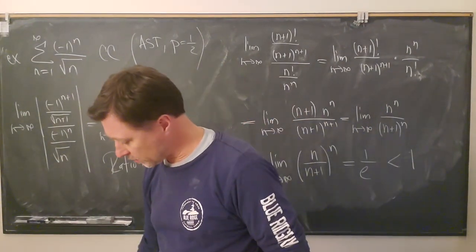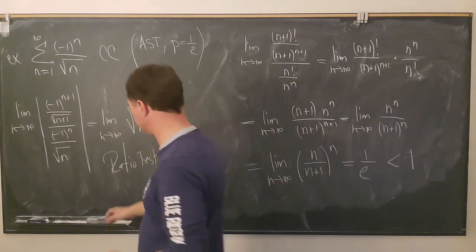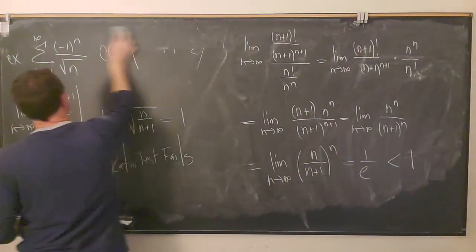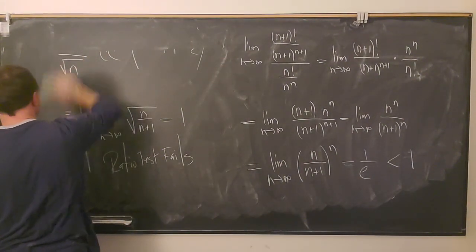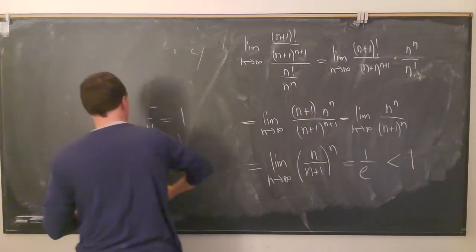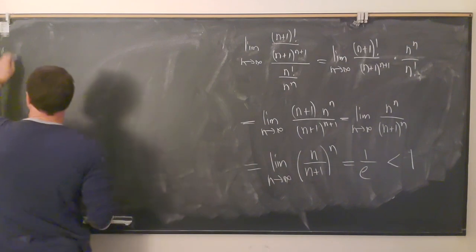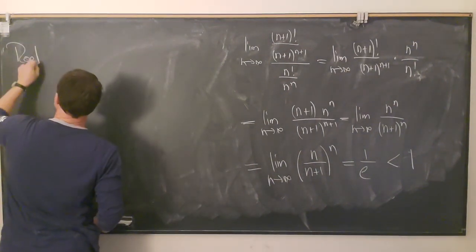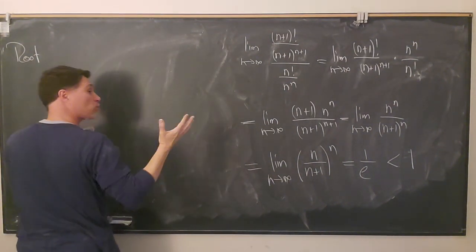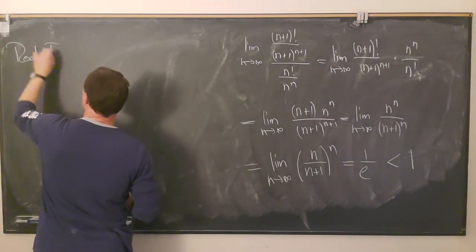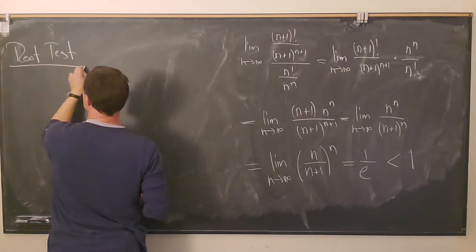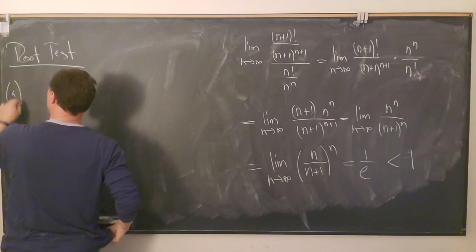Okay, so as I said, there's one more test. That one's called the root test. And just as the ratio test works nicely when things cancel, especially factorials, the root test works nicely when we have expressions raised to the nth power. And we'll see why in just a second. So the root test goes like this. Once again, there are 3 parts.